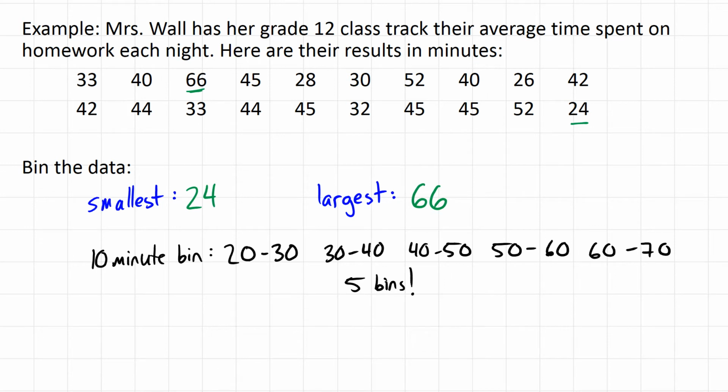The other option we probably have is to do 5-minute bins. In this case, we would get 10 bins. That would also be acceptable. That's on the higher end of our scale, but I think we're going to go with 5 just to keep things simple for this example.